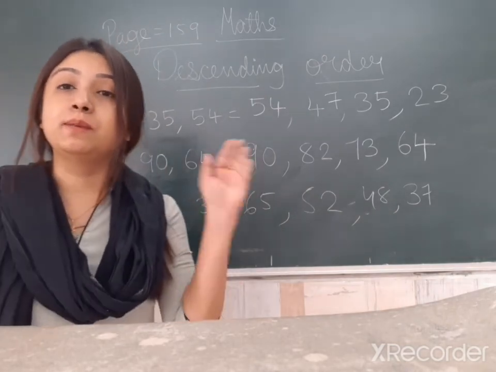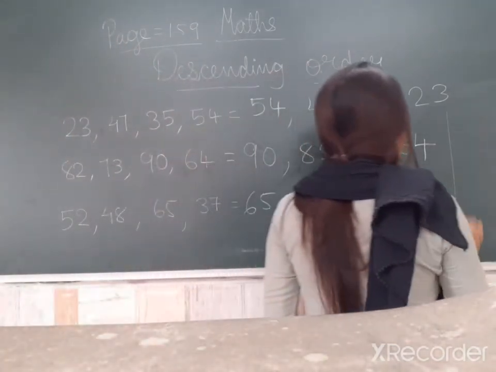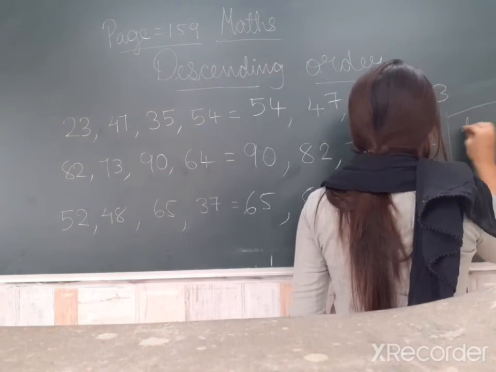Descending order means the biggest to smallest number we have to find. So students, this you have to write in your textbook.